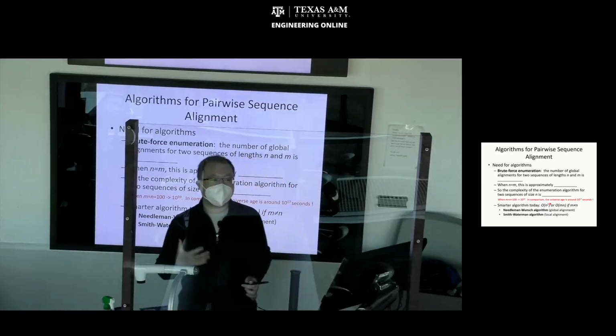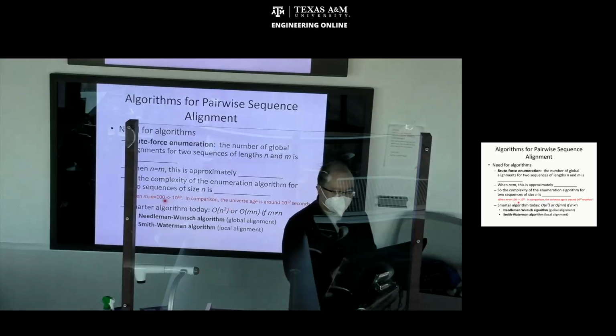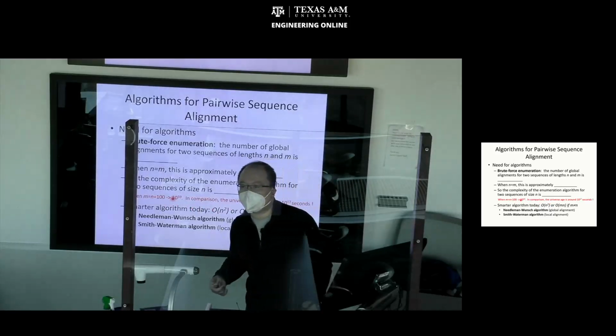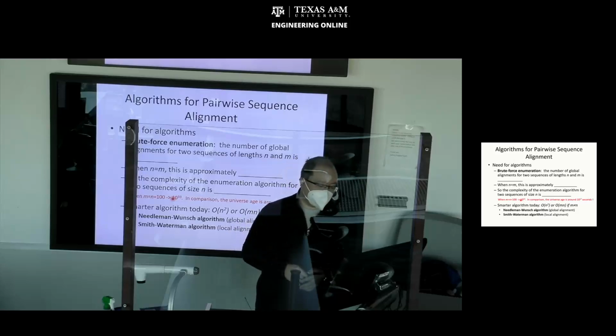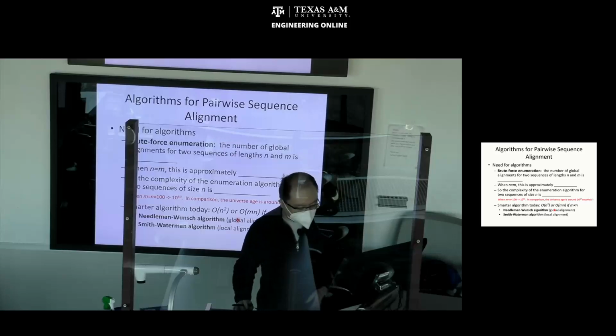It's only squaring n, okay? Think about n equal to 100, that's just 10 to the 4. Compare 10 to the 59 versus 10 to the 4. That's a huge improvement, right? So we're going to talk about this Needleman-Wunsch algorithm, which is for the global alignment, okay?